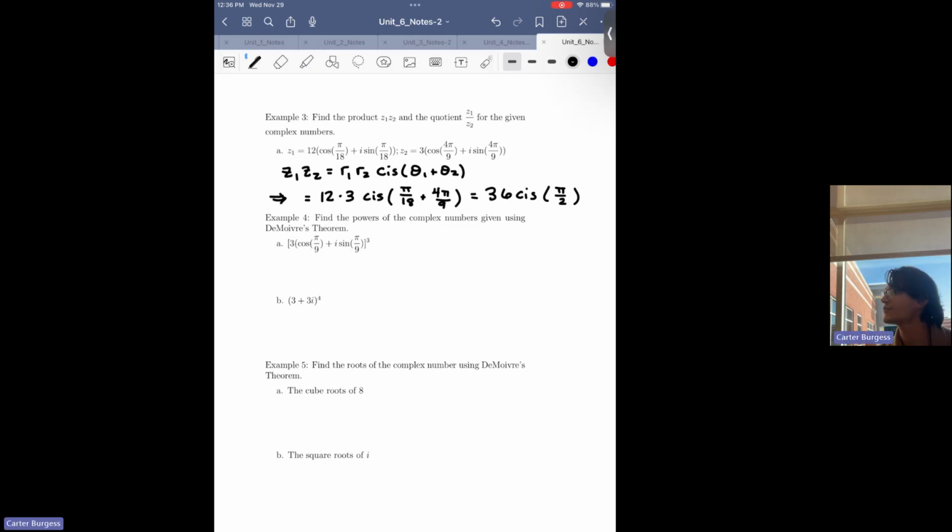Which we could convert to rectangular form. That wouldn't be too hard. At pi over 2, the cosine component would be 0. The sine component would be positive 1. So this is equivalent to 36i. But since we're not asked to do that, we can also just be more than happy to leave it in our polar form here.